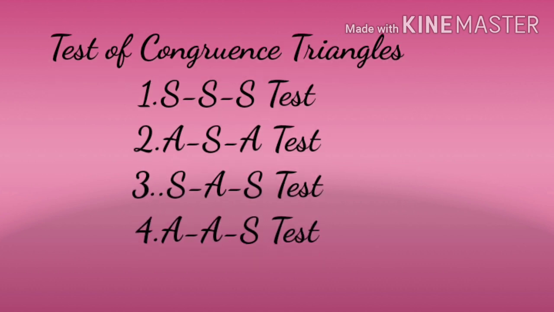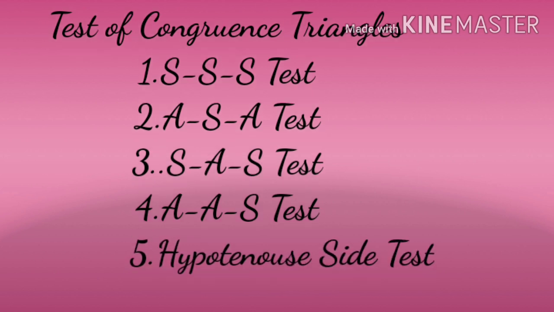There are 5 tests to prove whether two triangles are congruent or not. Number 1, SSS test, that means side side side test. Second, ASA test, that means angle side angle test. Third one, SAS test, that means side angle side test. Fourth one, AAS test, that means angle angle side test. And fifth one, hypotenuse side test. This test is applicable in right angle triangles.